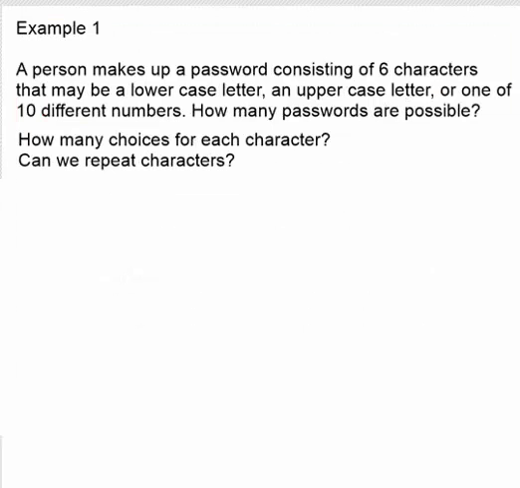In our first example, a person makes up a password consisting of 6 characters. That may be a lowercase letter, an uppercase letter, or one of 10 different numbers, 0 through 9. How many passwords are possible? And the questions we ask: how many choices are there for each character, and can we repeat the characters? Well, for each character, we can have 26 lowercase letters, 26 uppercase letters, or 10 digits 0 through 9. That makes a total of 62 different choices for each of the characters.